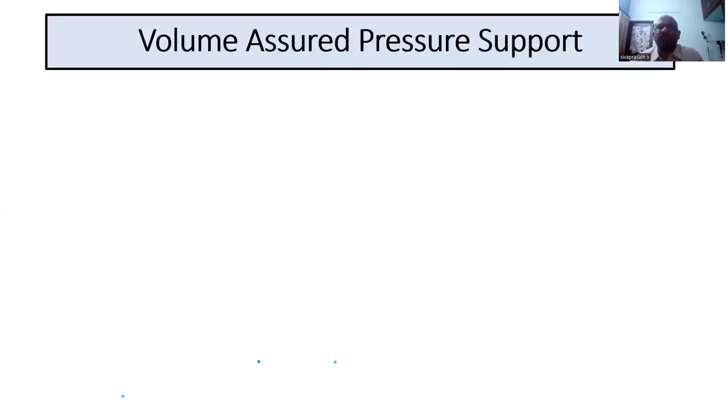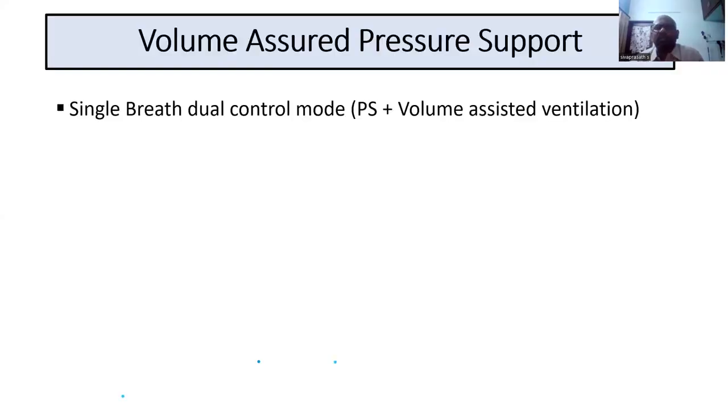Next is VAPS, or volume assured pressure support. This is a dual mode which uses dual control within a breath. It will function like a pressure support when the patient has good spontaneous efforts and good tidal volume. If the patient does not have good tidal volume, it will go into volume controlled or volume assisted ventilation.